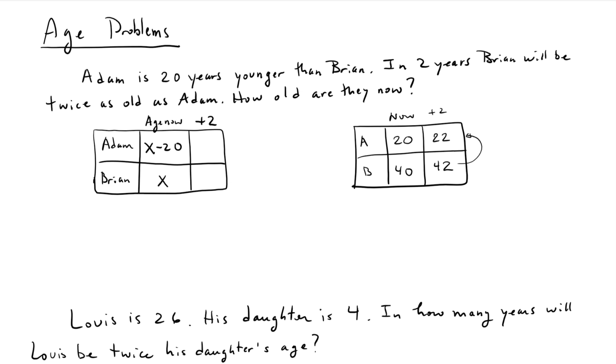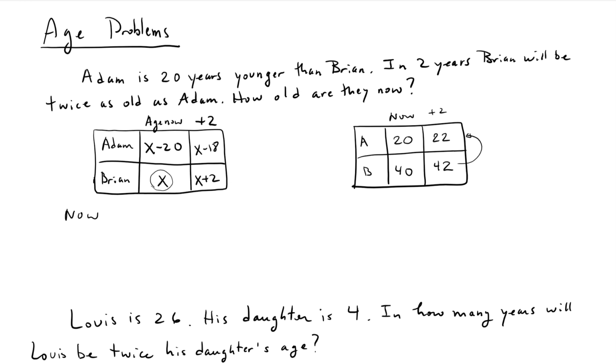The idea is to not do this by trial and error, so do it with variables. If you have some value for the age of Brian, we can fill in the information in the 4 little boxes. Adam is X minus 20. 2 years from now, Brian is X plus 2, and Adam will be X minus 20 plus 2, so X minus 18. Then we include the information that Brian will be twice as old as Adam.